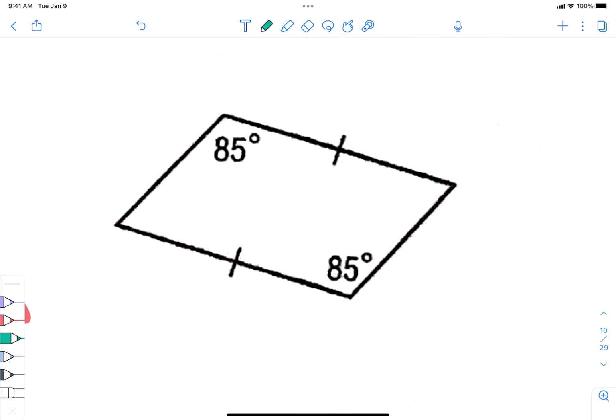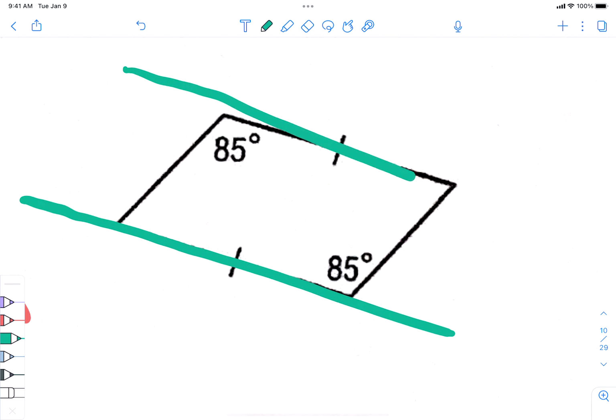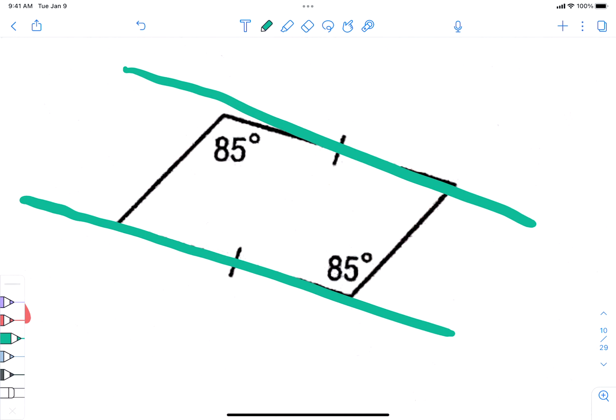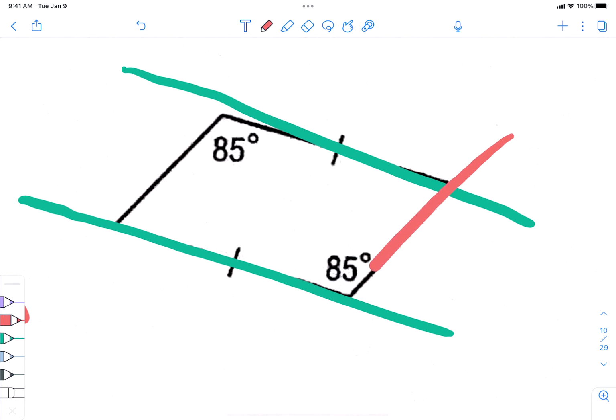Let's think here. All right, if they give me that those are 85s and this guy is parallel to this one, right? Let's try to show that this guy has to be parallel to this one. Maybe. Okay, nope, let's go back. 85. All right, so if that guy's 85 and this is a transversal, right?